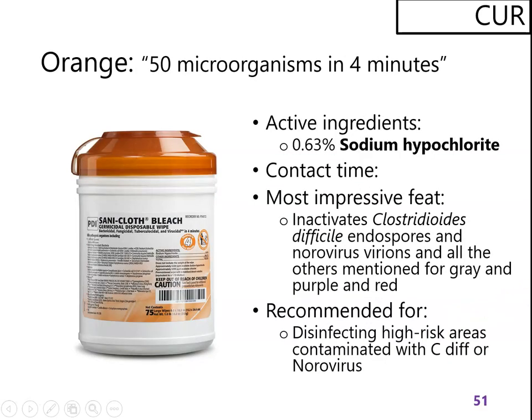Orange. This has a wide range of what it can kill because it's bleach. Its active ingredient is sodium hypochlorite, 0.63%. So that is 1/10 of a dilution of Clorox's concentrated formulation of bleach. So if you get Clorox concentrated bleach, it's about 6.5% hypochlorite, dilute it tenfold, you get something like this. Regular household bleach is 5%. So a 10% dilution of 5% bleach is 0.5%. So this is 10% bleach, basically.